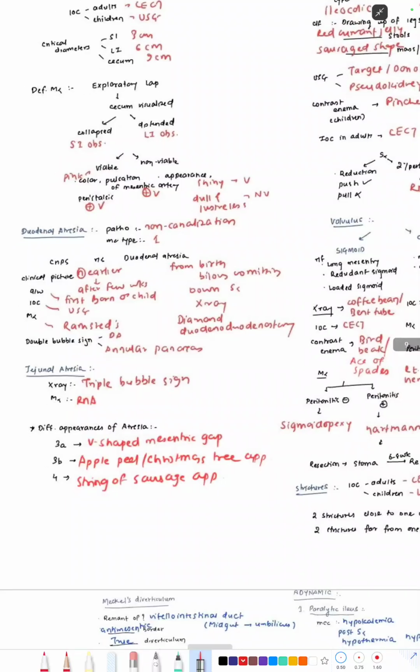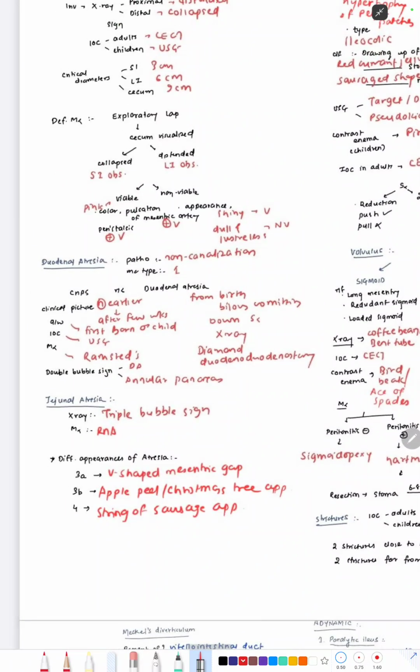Then duodenal atresia. In duodenal atresia, the pathology is non-canalization. The most common type is type 1. You have to differentiate it from congenital hypertrophic pyloric stenosis. One important differentiating point, as I already mentioned, is that duodenal atresia is symptomatic from the start. The baby is symptomatic right from birth. In duodenal atresia, there is bilious vomiting, and it is seen associated with Down syndrome. The investigation of choice is the X-ray, where the double bubble sign is seen, and management is Kimura's diamond duodenoduodenostomy. The double bubble sign can be seen in duodenal atresia as well as in annular pancreas.